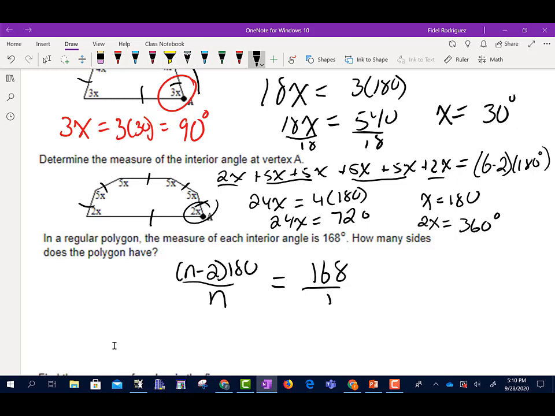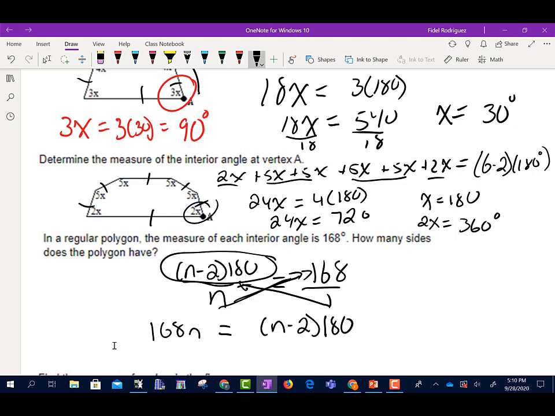So I'm going to think of this as 168 over 1, and I'm going to cross multiply. So I'm going to multiply like this and multiply like that. So multiplying this direction, that's going to give me 168n equals 1 times this, which will be the same thing, n minus 2 times 180. So this is 168n equals, let's distribute, 180n minus 360.